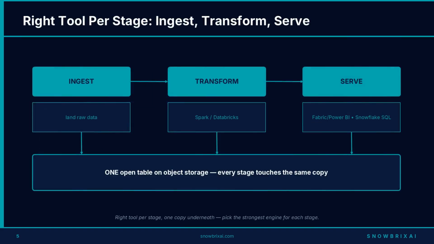Now think about a pipeline as a set of stages: ingest, transform, serve. And here is the honest truth. No single platform is the best at all three. Heavy transformation has a natural champion, serving dashboards to the business has a different one. Ad hoc SQL analytics has yet another best of breed. Best of breed simply means this: pick the strongest engine for each stage and run them all on one shared copy underneath. Right tool per stage. One copy of the truth below all of them.